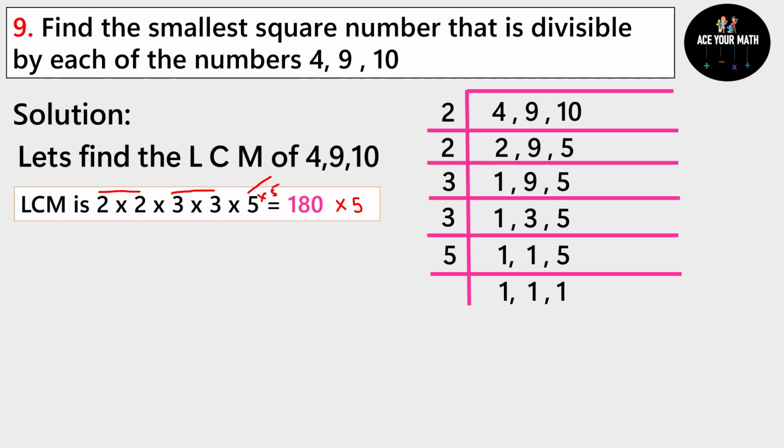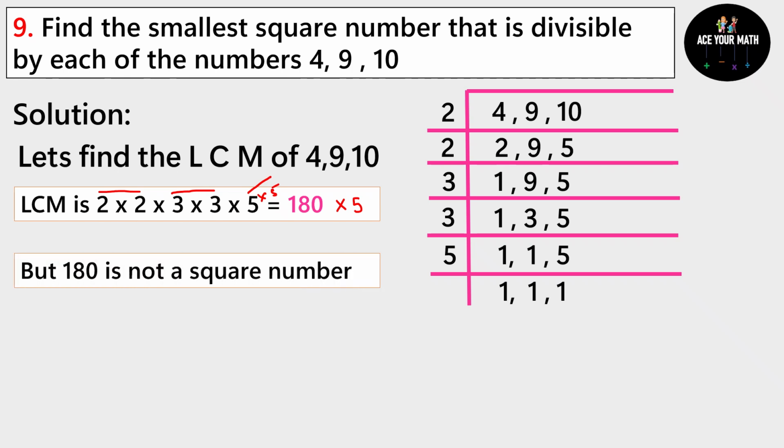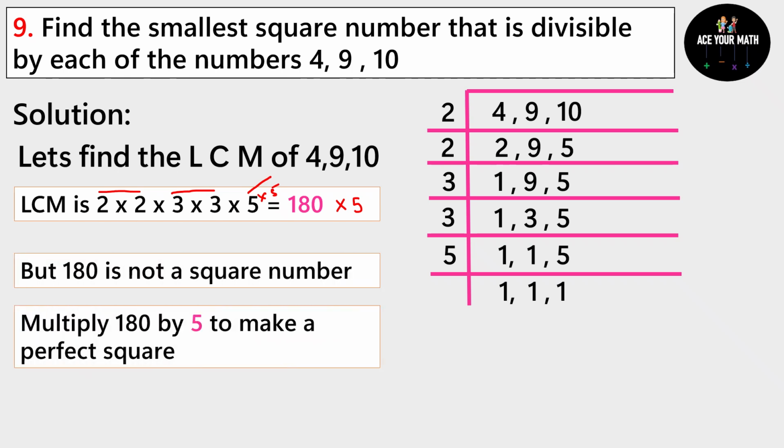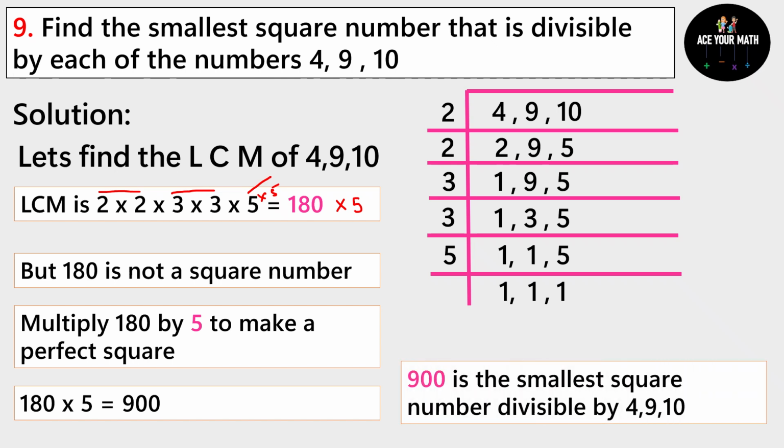So we will multiply this whole term by 5 just to make it a perfect square, because 180 is not a square number. When you multiply 180 by 5, you get 900. And if you see, 900 is that number which we were looking for, because it is divisible by 4 also, it is divisible by 9 also, and it is divisible by 10 also. So 900 is the smallest square number which is divisible by 4, 9 and 10.